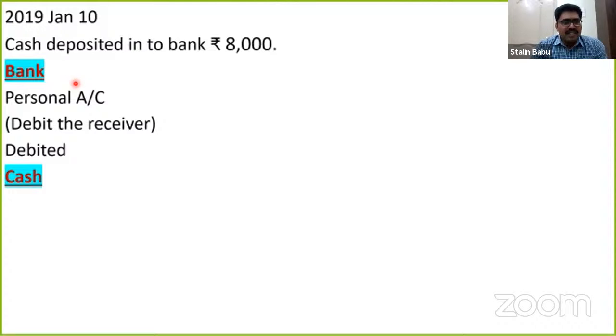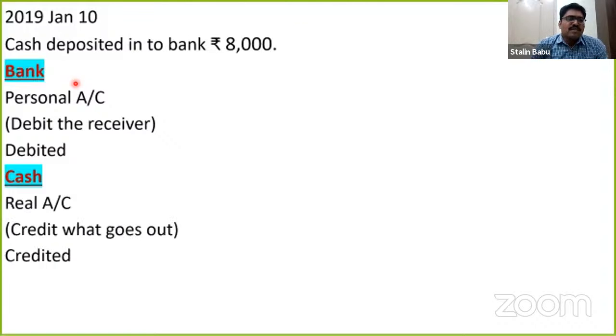And the second account is cash. Cash comes under real account. So according to the real account, debit what comes in, credit what goes out. Here cash is going out of the business. So cash account should be credited. So the entry is bank account debit to cash account.